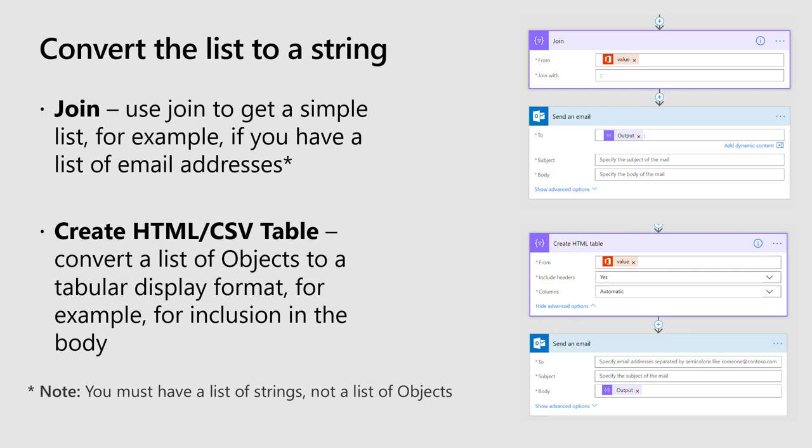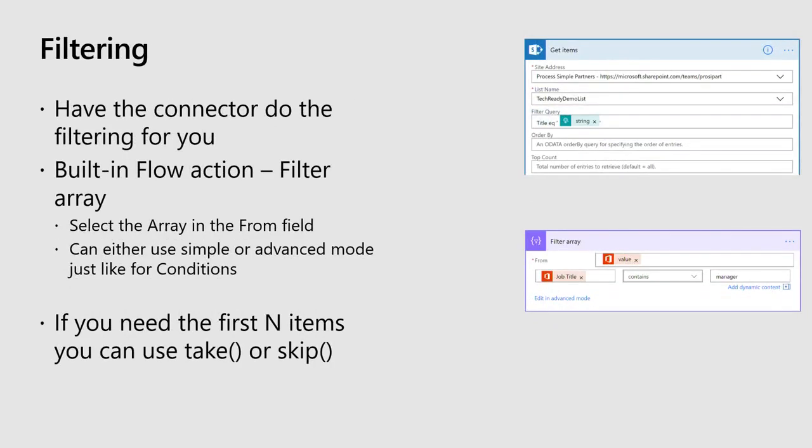You can also, if you do have a list of objects, create an HTML table from that with a nice column for each of the properties in that record. And this is particularly useful for sending out emails. If you want an email summary to be sent out, you can take that object inside that array and put it into an email very easily.